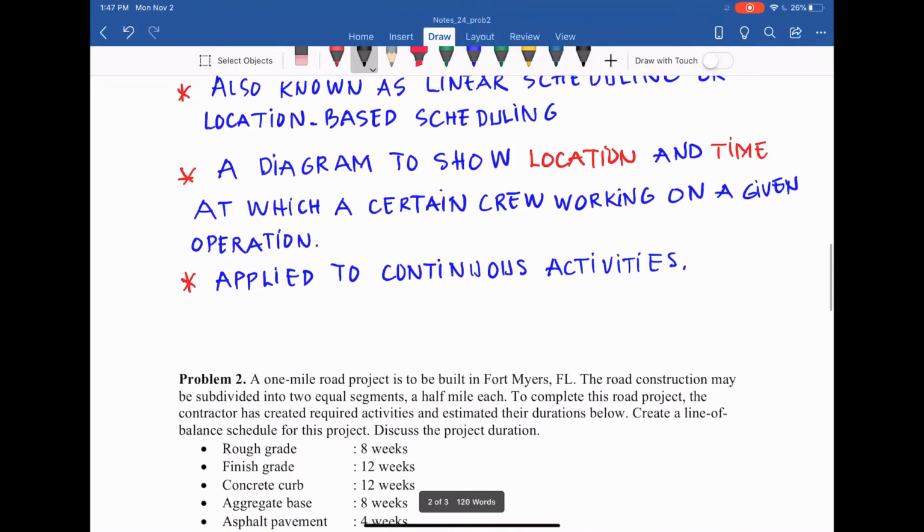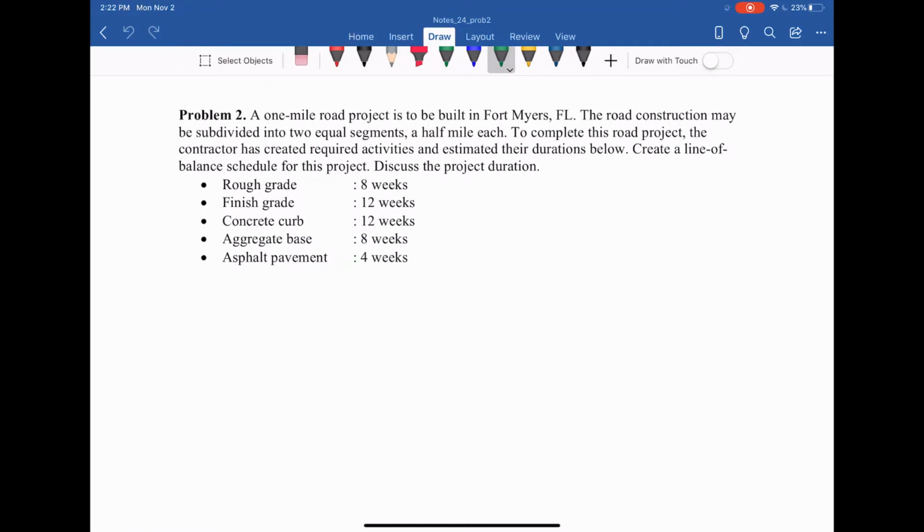So let's apply this in problem 2 today. Problem 2. A 1 mile road project is to be built in Fort Myers, Florida. The road construction may be subdivided into 2 equal segments, a half mile each. To complete this project, the contractor has created the required activities and estimated their duration below. Create a line of balance schedule for this project. Discuss the project duration. And again, the line of balance method can be used for any linear projects. In this case, the road, but irrigation system, water supply system, high-rise building, all of that can be used with this method.